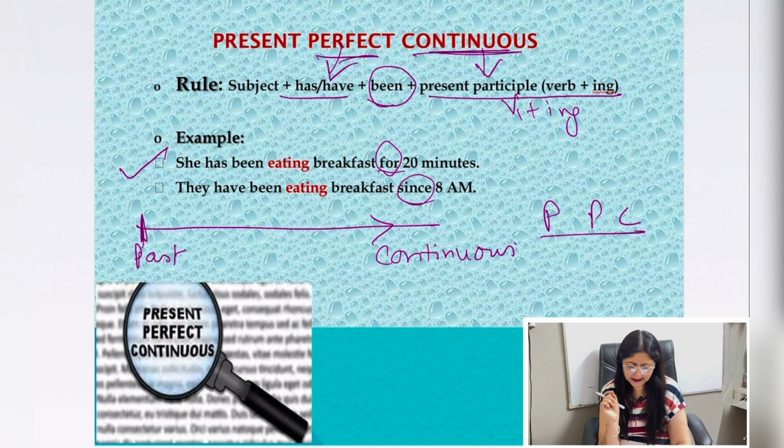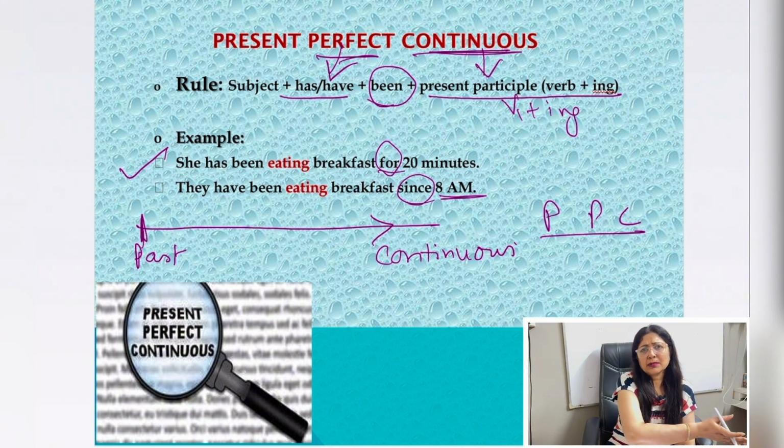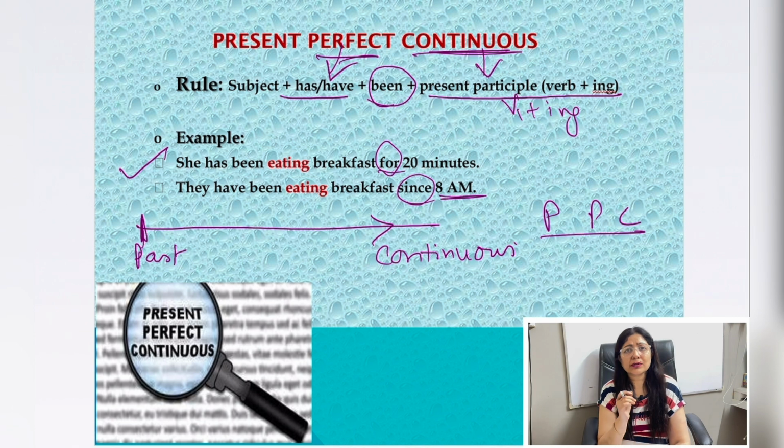For is for unspecified time, since is with a specific point of time, like at 8 a.m. that is very specific. 20 minutes, we don't know whether 20 minutes just now or sometime before, so for that we will be using for, but with a very specific point of time we will be using since. So present perfect continuous is used where the action started from the past and is continuing till now.